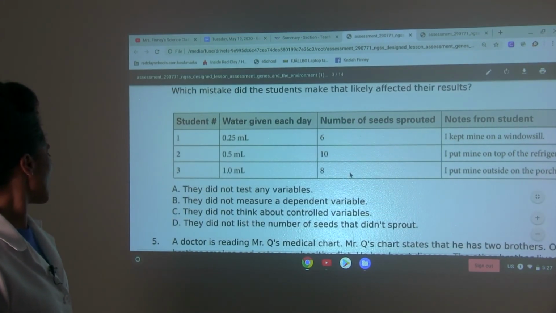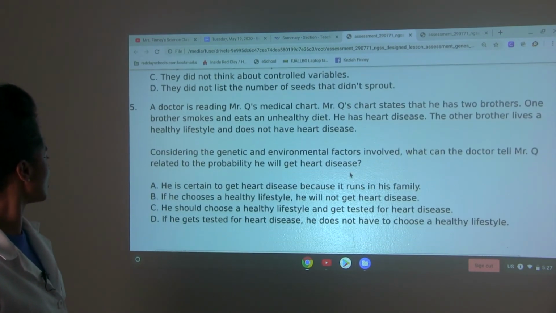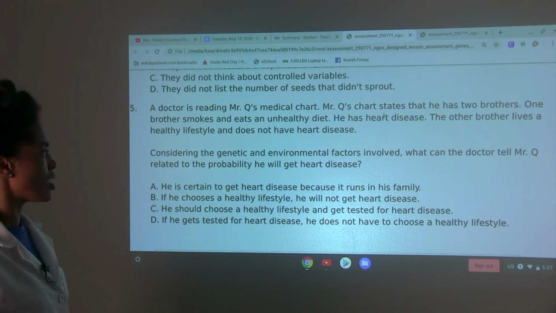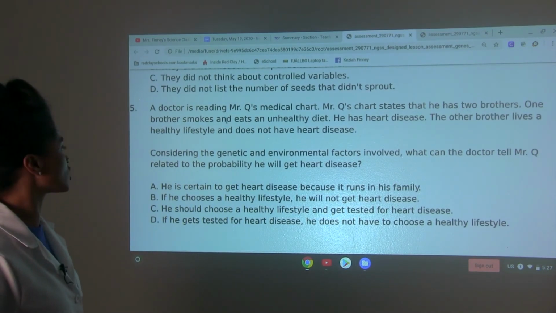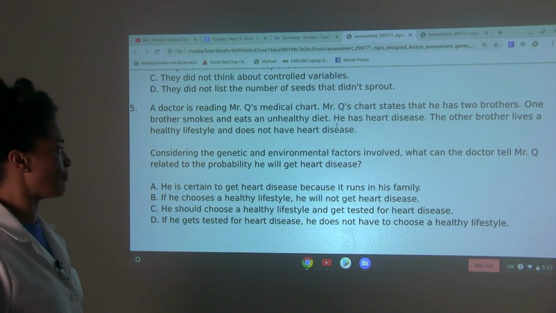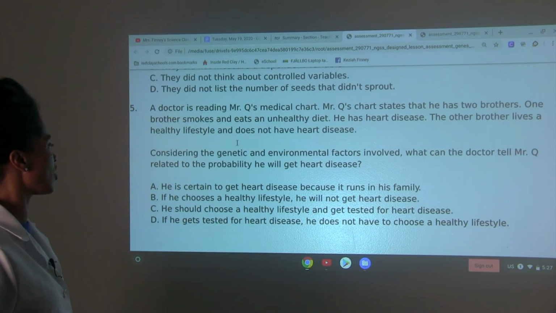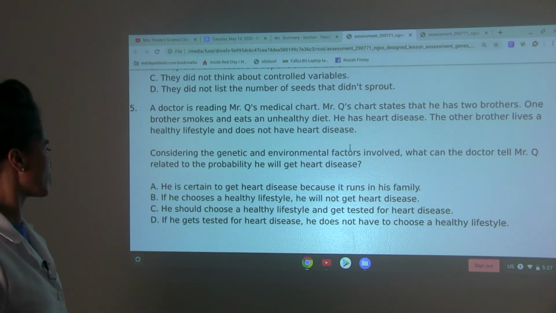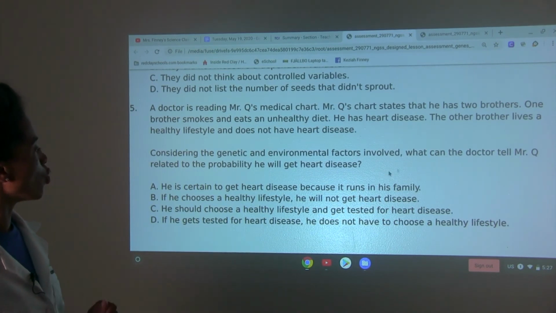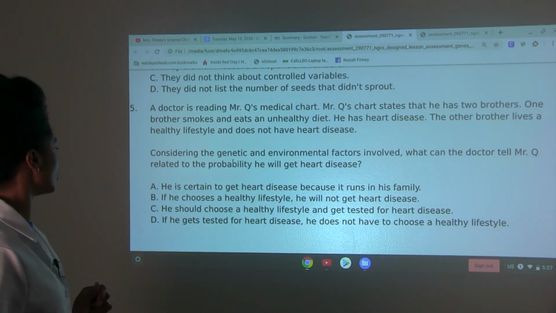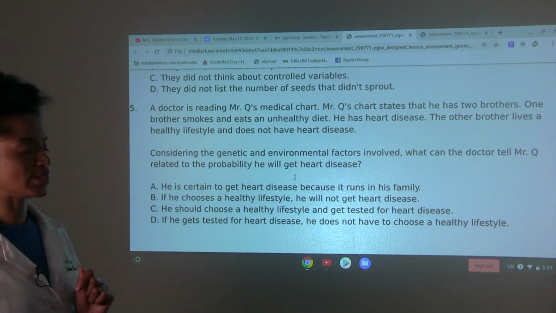Next, number 5. A doctor is reading Mr. Q's medical chart. Mr. Q's chart states that he has 2 brothers. One brother smokes and eats an unhealthy diet. He has heart disease. The other brother lives a healthy lifestyle and does not have heart disease. Considering the genetic and environmental factors involved, what can the doctor tell Mr. Q related to the probability he will get heart disease?